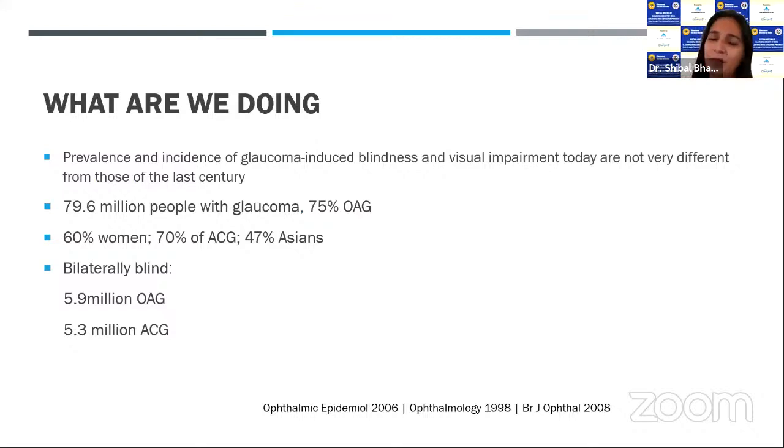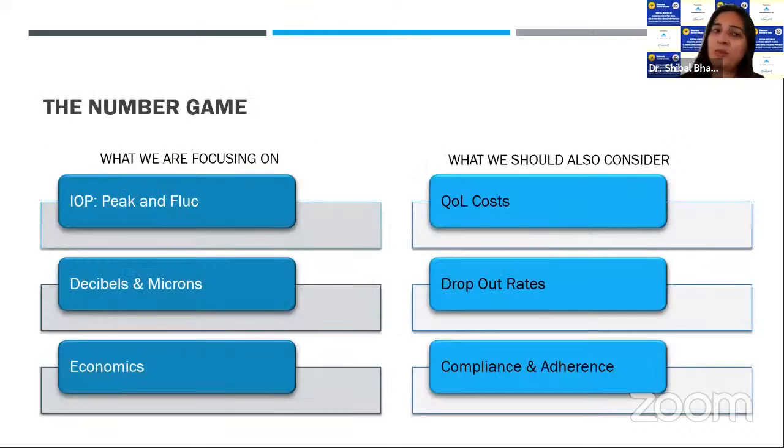The dramatic part of glaucoma that we consider, where we have to decide on treatment, that's really a no-brainer. We've really not been doing much over the last 1 century. That's 100 years, and prevalence and incidence of glaucoma-induced blindness have not changed. So perhaps we have to relook at our strategy. We seem to be focusing more on intraocular pressure and the decibels and microns that Dr. Praveen and Manish walked us through.